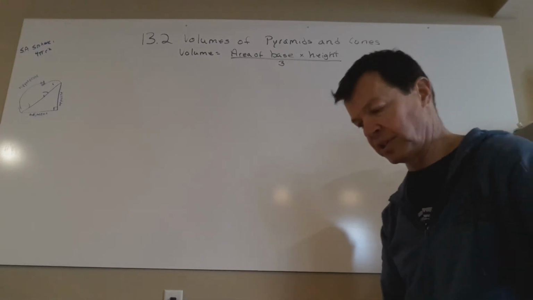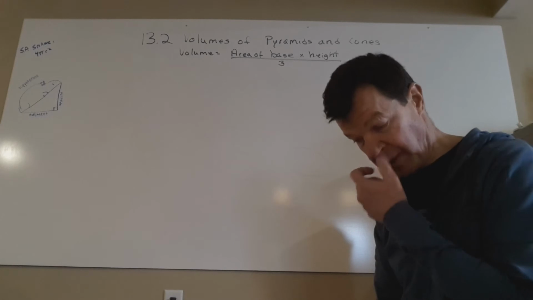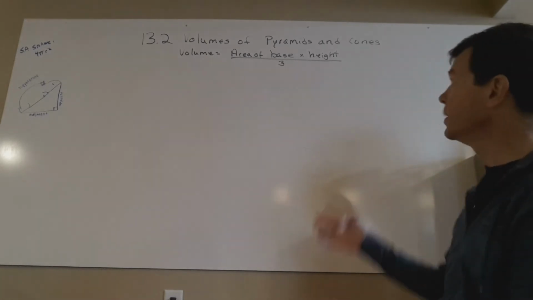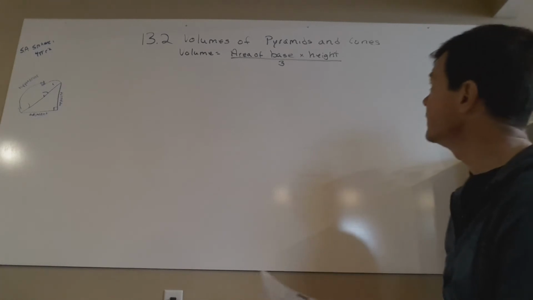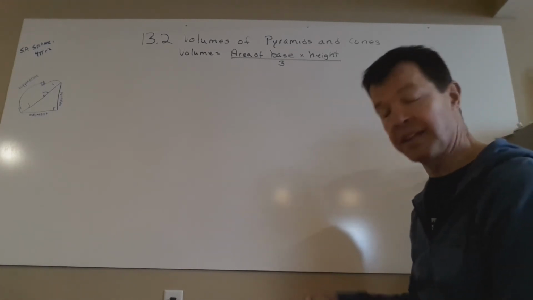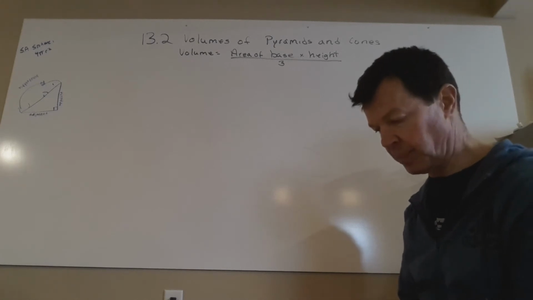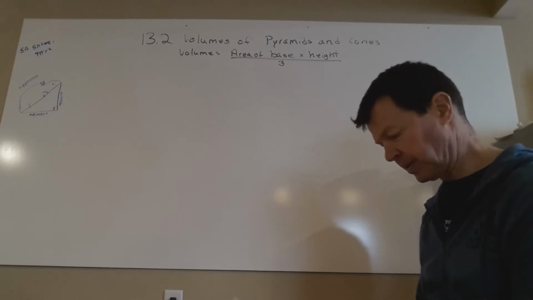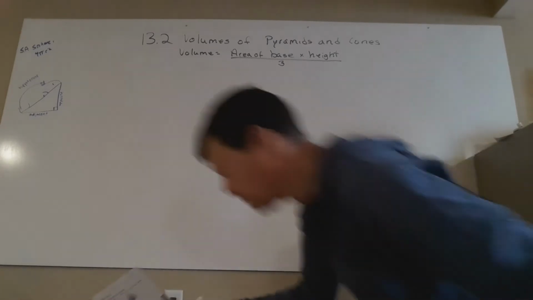On the assignment, there's a couple problems that do have pyramids where you need to get the volumes of them. But again, it's the same formula, area of the base times the height. And it's not slant height, it's got to be the actual height of that pyramid or cone. I'm going to do a couple examples up here for you with these.